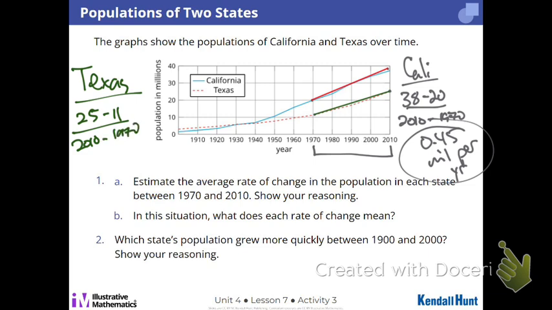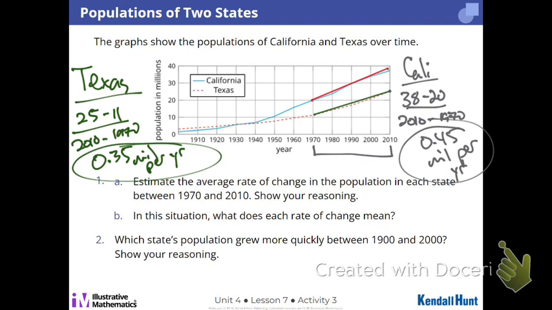So who can please hit me with 14 divided by 4? No, I got this. 7/20 is 35 hundredths. So their growth is about 0.35 million per year.